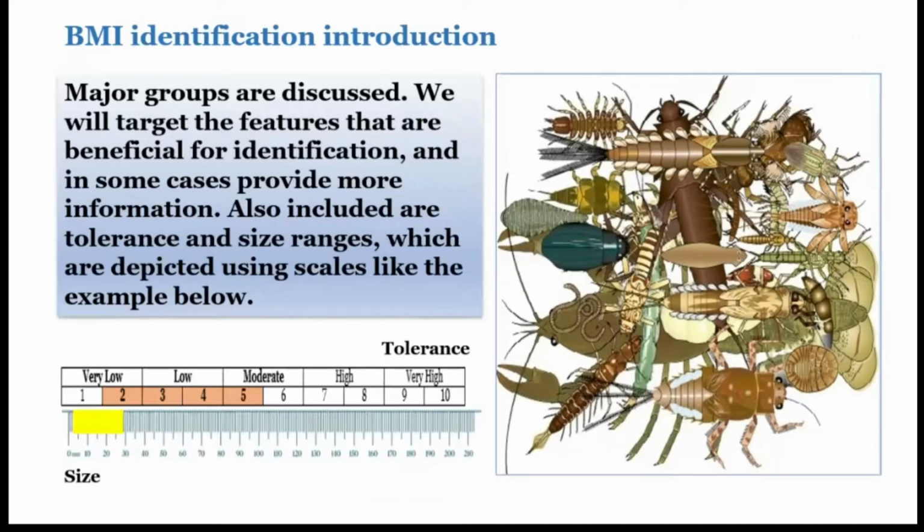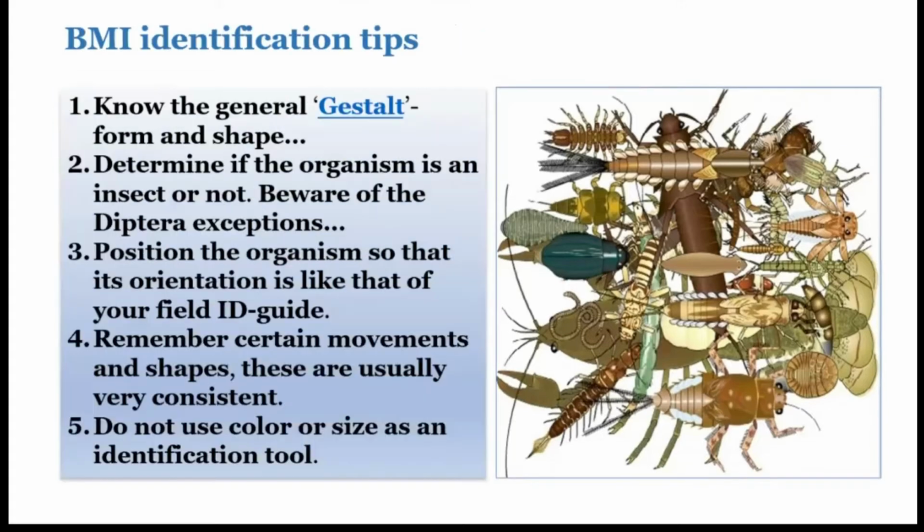Also, in what you'll see in each slide is a tolerance scale and a size scale. The size scale is in millimeters, and the tolerance is just kind of a range from 1 to 10. And you can pretty much see that low is low numbers and high is high numbers. And that tolerance is how the organism responds to a variety of insults, especially insults at lower dissolved oxygen levels. Just some tips from myself.